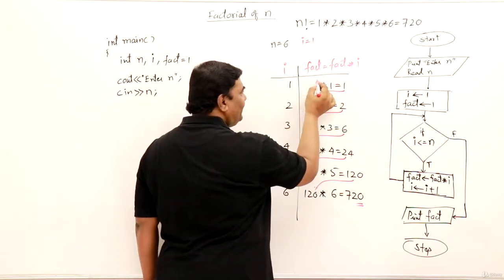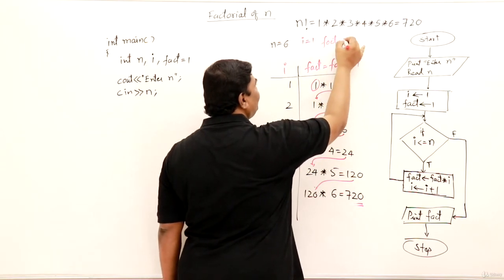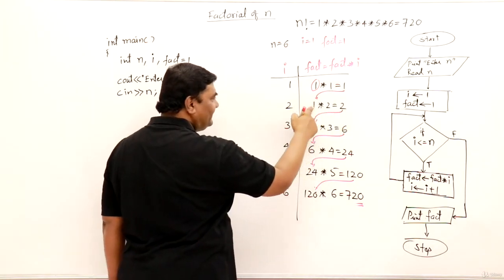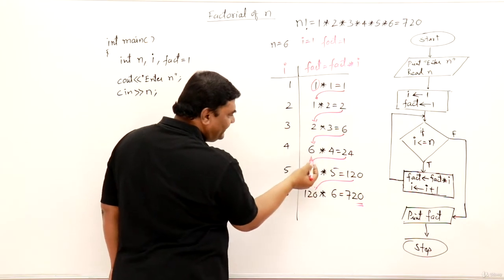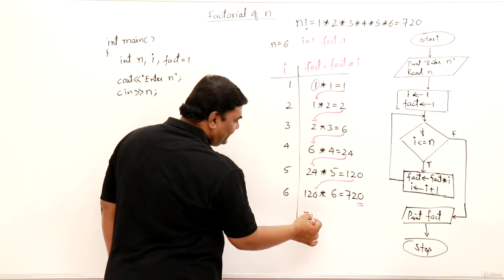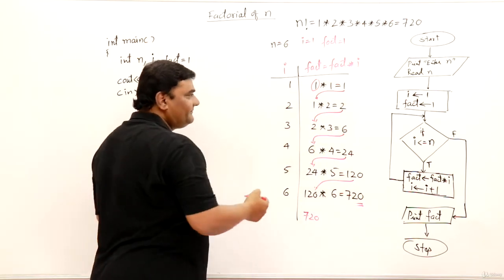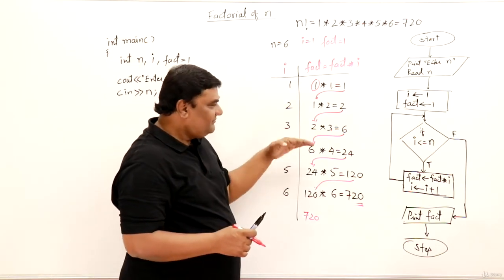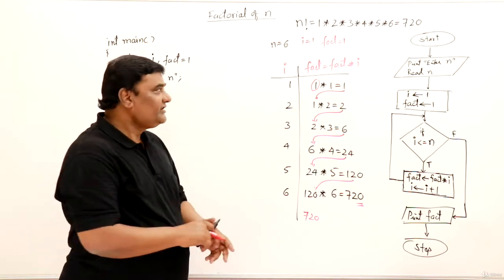So initially, what was the value of factorial? 1. So I should have a variable called factorial. In that the value should be 1. Then 1 multiplied by 1, the result is 1. Then factorial is still 1 only. Then it becomes 2. Then factorial becomes 6. Factorial becomes 24. Then 120. And finally it is 720. And here if you observe 1, 2, 3, 4, 5, 6, that is a counter. So we can see that these two steps, if I perform them repeatedly from 1 to 6, I get the result.